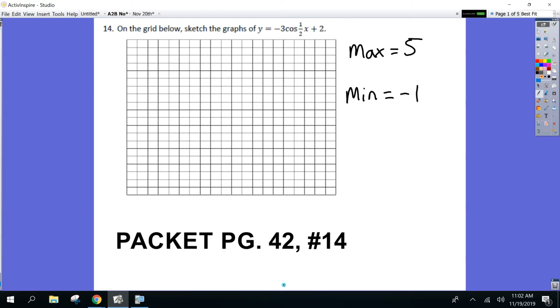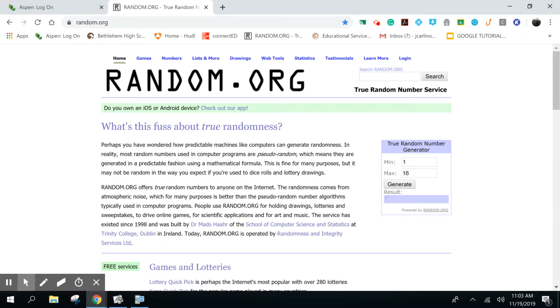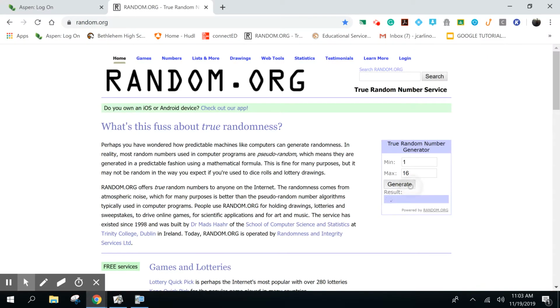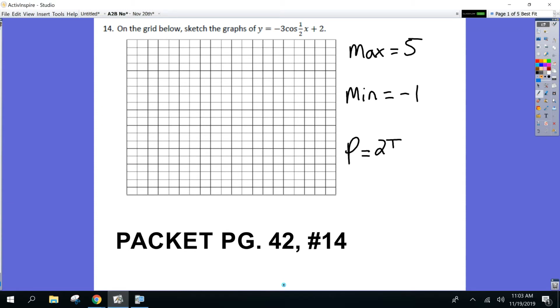There's a couple other things I'm going to need for this one. What else do I need? I understand where it goes on the y-axis, up and down, but now I've got to figure out what my x-axis looks like. I think you just said it before: period. I need the period to get to the key values. The formula for period we've been using all unit: 2 pi over b.